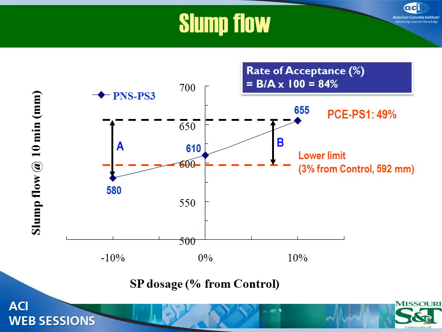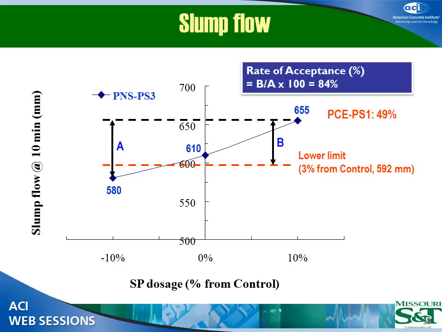So here, if I have a slump flow, and you measure with the superplasticizer your slump flow to be 610, and your minimum target value in this case is 592, which works well in inches. So you have a minimum of 3%. Increase the super, you get higher slump flow. You reduce the super, you get lower slump flow.